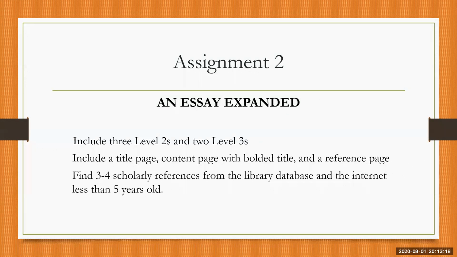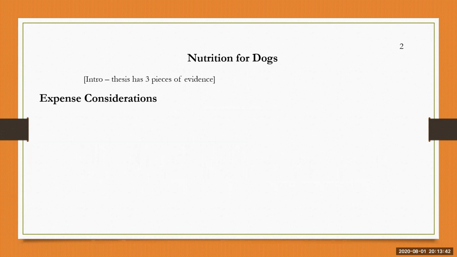So let's look at an example. All right, we're going to pretend this is page 2. I'm not looking at the title page, we're looking at the content page here, and there's the title, Nutrition for Dogs. That is going to be my title. Of course, you're going to have an intro, and the thesis will have 3 pieces of evidence because you need 3 level 2s. Those are going to be your main points. And so let's see, for nutrition, let's talk about how expensive it is, how nutritious the brands might be, and about how much we should feed a dog.